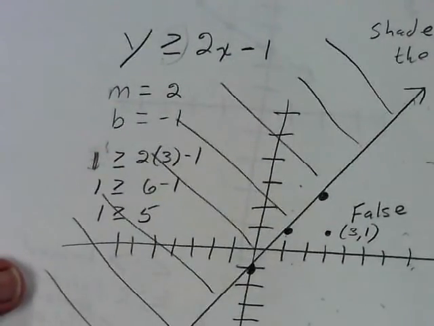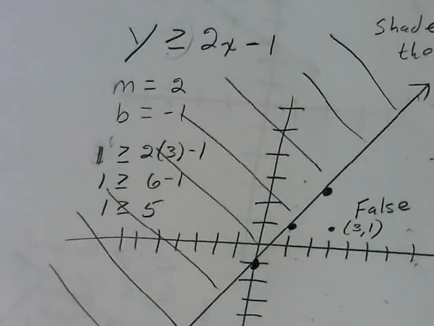Okay? Does that make sense? Pretty easy to do? Okay? Now you're gonna add something up there. Yeah, I am. Wait, now, so when you get 1 is greater than or equal to 5, what does that mean? Is 1 greater than or equal to 5? No. So it's false. So the point 3, 1 did not make it true, so it's a false side.